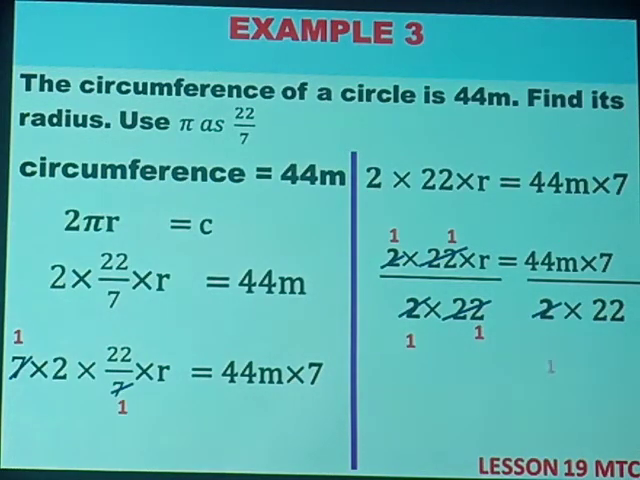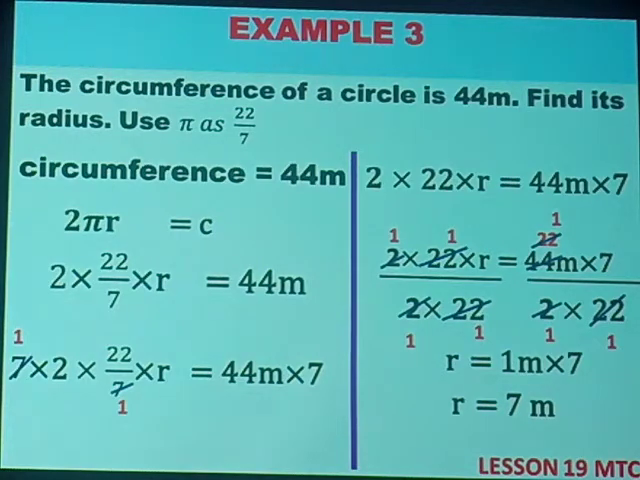So by 2, we come up with a 1. 44 divided by 2, we shall come up with a 22. So now, we need to cancel the 22 by 22. So by 22, we come up with a 1. So we have 1 times r, which is r, being equal to 1 meter times 7. So r, which is our radius, is equal to 1 meter times 7, finally giving us our radius being equal to 70 meters. We shall underline that answer.